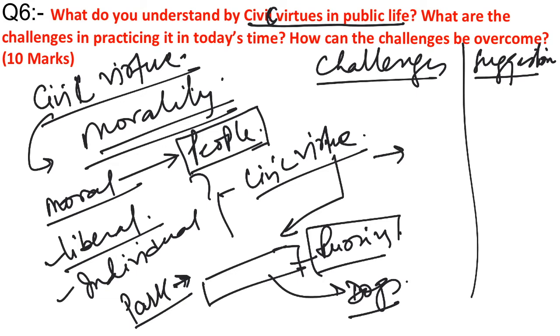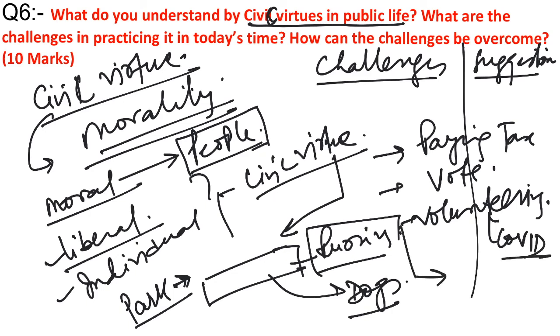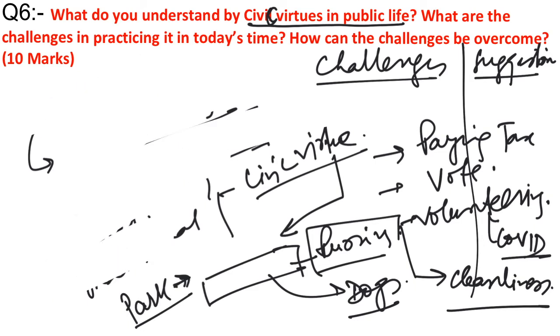Then you can talk about the citizen. Civic virtue simply means whether you are paying tax on time or not, whether you are going to vote or not, whether you are volunteering or not. For example, during COVID-19, whether you distributed some food grains to the needy according to your capacity or not, and whether you are maintaining cleanliness or not. So this is part of civic virtue. So this part can be addressed like this.